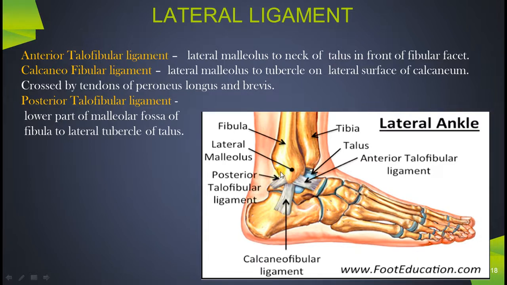This is to the lateral tubercle of the talus. This is to the lateral surface of the calcaneum. And this is to the neck of the talus. Lateral ligament: anterior talofibular, calcaneofibular and posterior talofibular. Okay, so that is about the lateral ligament of the ankle joint.